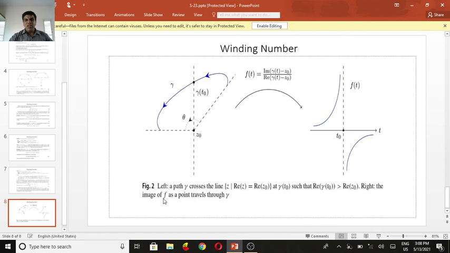So in figure 2, left, a path gamma crosses the line real part of z equal to real part of z naught at gamma of t naught, such that the real part of gamma of t naught is greater than the real part of z naught. The image of f travels through gamma.